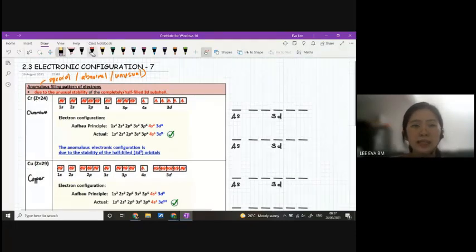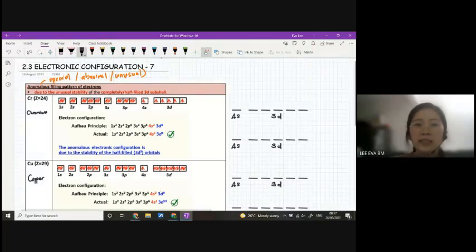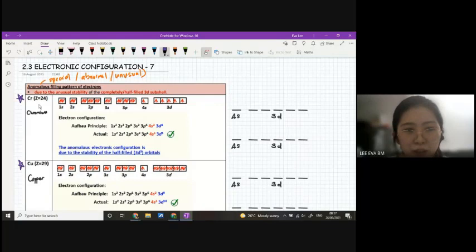Okay, so for the example below, over here you can only see two columns. That means the anomalous case, we only refer to chromium, with the proton number 24, and also copper, proton number 29. So you must remember the symbol as well. Cr, Cu. Proton number 24, 29. Other than that, we are not looking for it anymore. So only two of these examples you must remember and understand. Okay, so let's look at this chromium first.